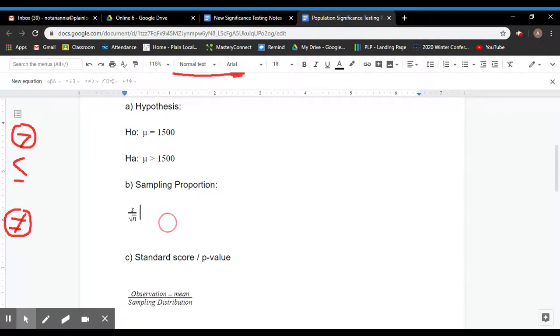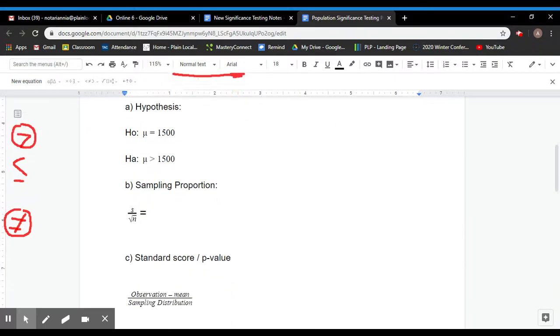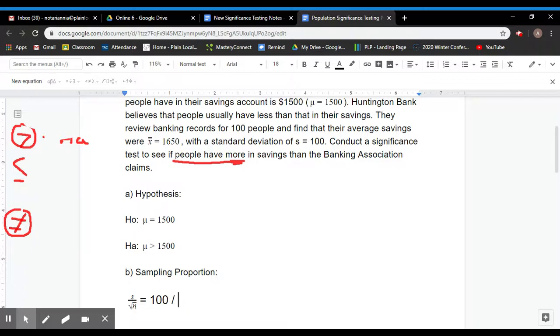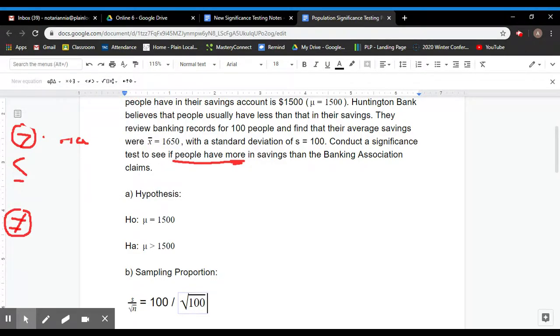For the sampling distribution, you follow this formula. Remember, S over radical N. So our S, our standard deviation, is 100, divided by radical N. N is the sample size, how many people they had in their survey. Well, this says that they reviewed the records of 100 people. So N is 100. So you would divide by the square root of 100. All right, so this is the same as 100 divided by 10. 10 is the square root of 100. Or in other words, the sampling distribution itself is 10.